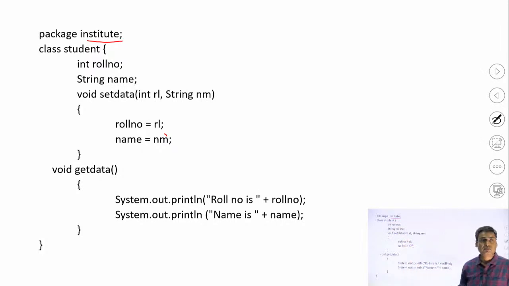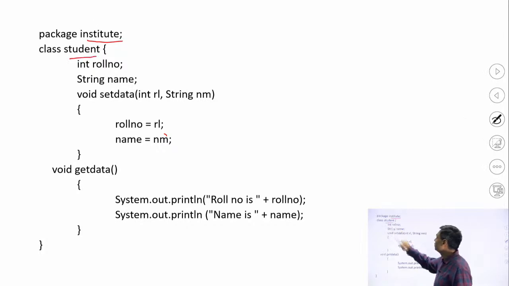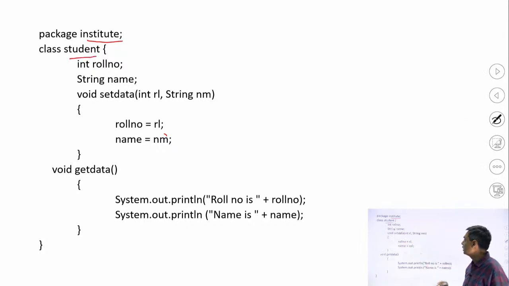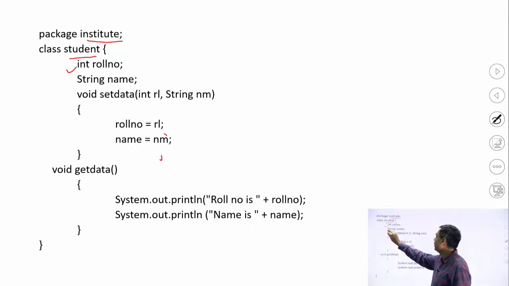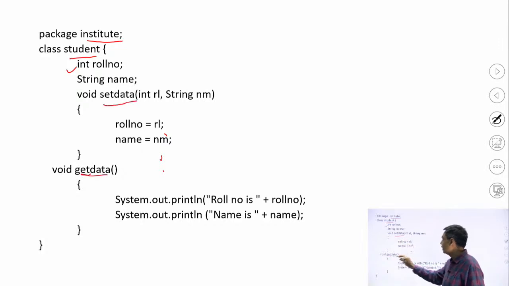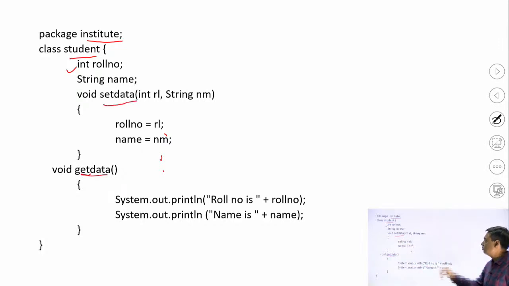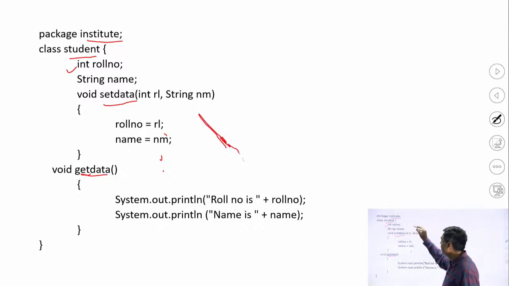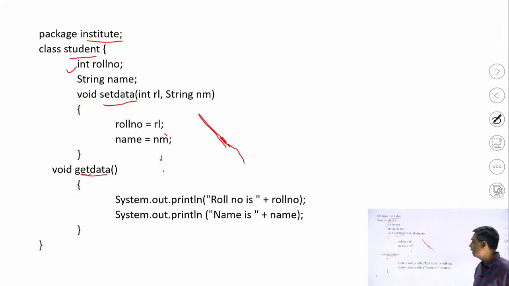Now within the package we are going to define a class. The name of the class is student and we have three variables in the class, roll number, name, and we have defined two functions, set data and get data. So it is a simple program that consists of a package named institute. Within institute we have a class named student, two variables are defined, roll number and name, and two methods are defined, set data and get data.